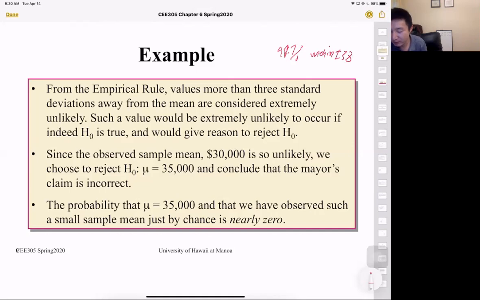Because the observed sample mean of $30,000 is so unlikely if we assume the mean value is $35,000, we choose to reject H0, which says the population mean is $35,000. So we conclude that the mayor's claim is incorrect, because the mayor claimed the city's average income is $35,000. If he's right, then the chance is nearly 0. So we conclude that he's not right.